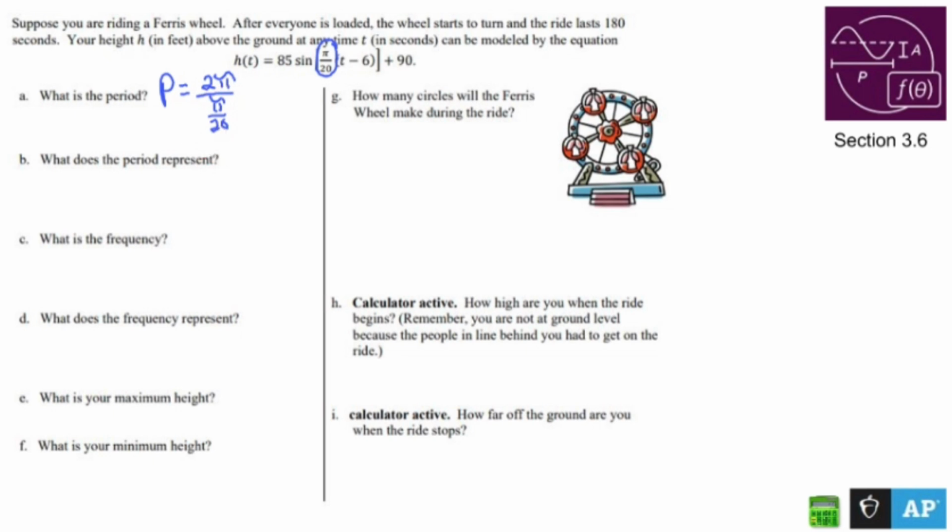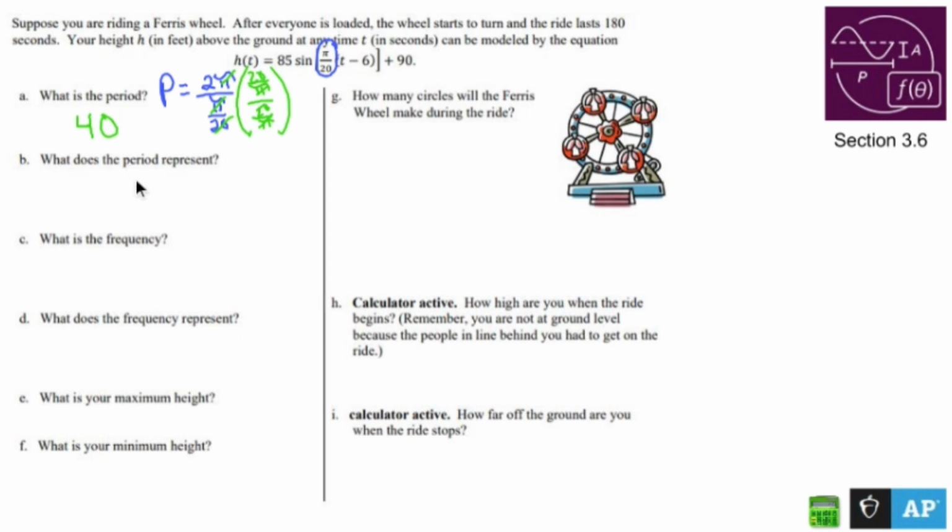In order to get rid of a lot of this stuff, we're going to multiply the top and the bottom by 20 over pi. The reason why we do that is it gets rid of all of this. The pi's cancel out, and you end up with 2 times 20, so the period is going to be 40. So the period is how long it takes to complete one full cycle, or in this case, one full spin around the Ferris wheel.